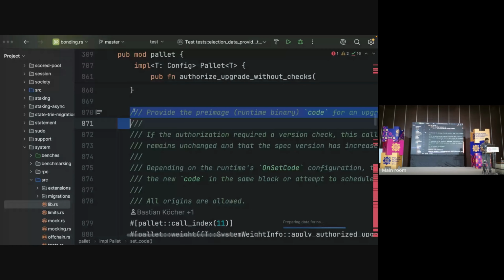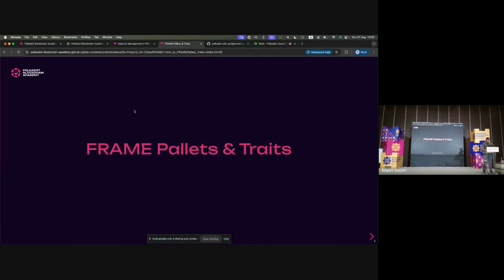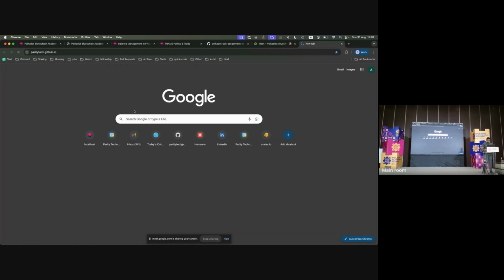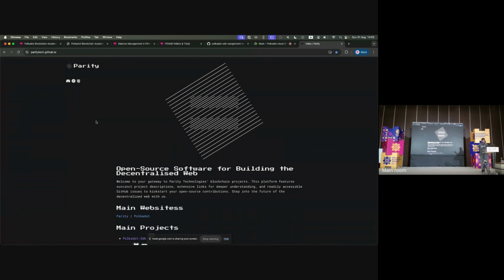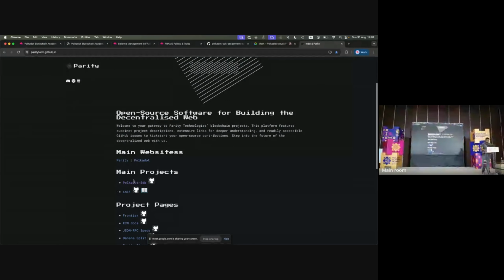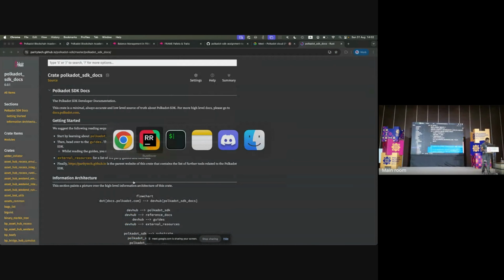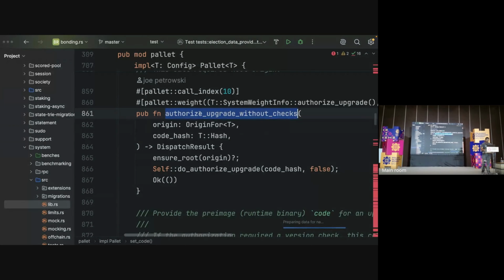Another thing to note, if you see all these calls, they have really nice documentation. There is a good link that you can follow. The Rust documentation for our Polkadot SDK is hosted at paritytech.github.io. Let's say this function, authorize upgrade without checks.